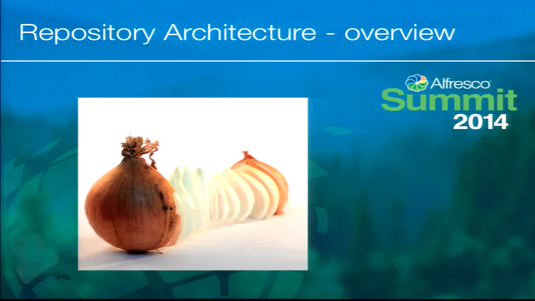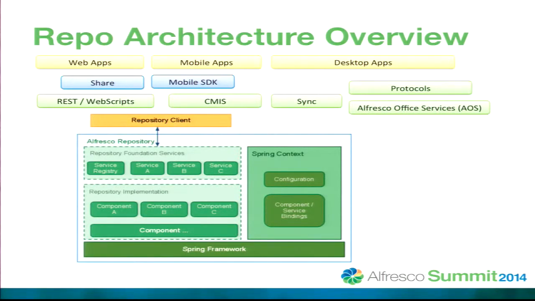So as we start to dive into the repository, if we just start with a quick overview, I've put an onion here. The idea is to slice and dice and maybe peel away some of the layers of the repository. I've borrowed this, quite an old diagram I think, from either the wiki or the Alfresco docs, and I've put a few boxes above it.